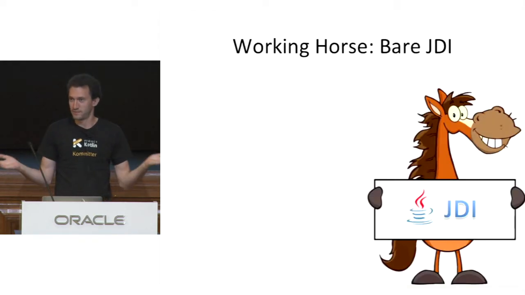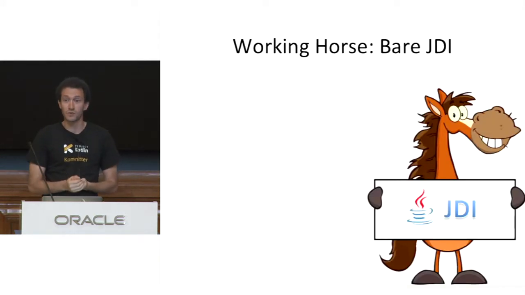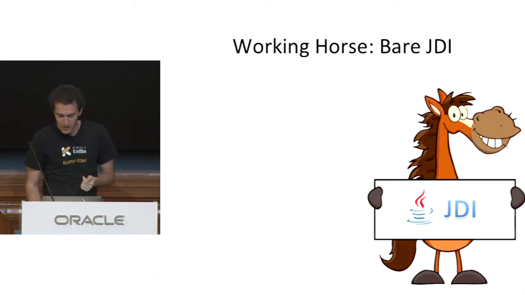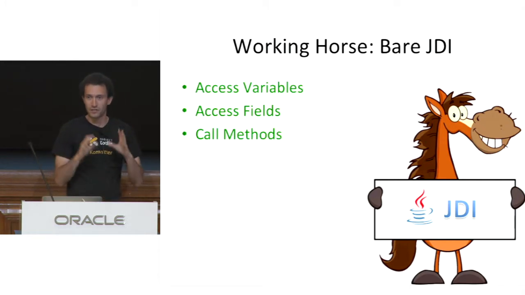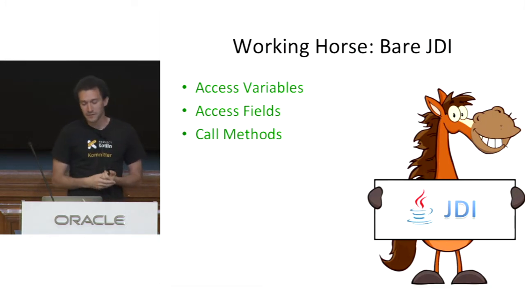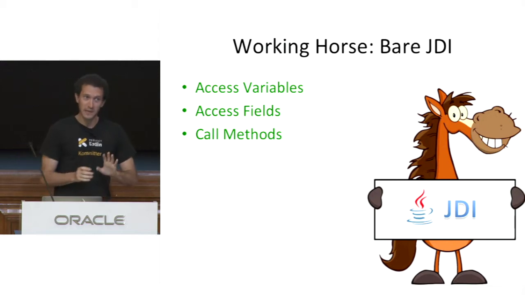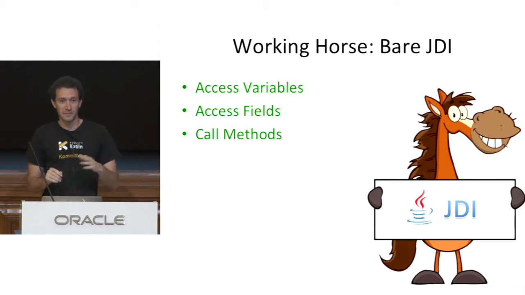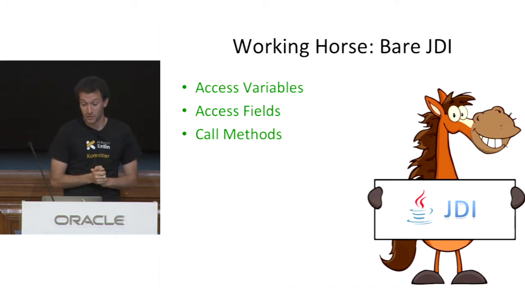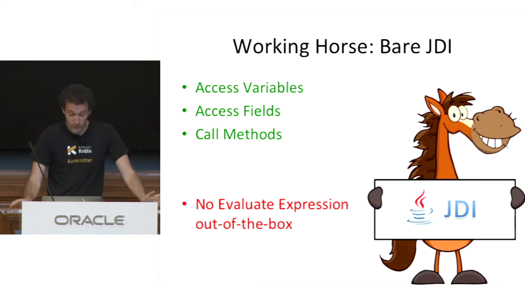Our workhorse is definitely JDI, the Java Debugger Interface, which is wonderful, but not all-powerful. For example, it doesn't know Kotlin or Scala or even Java, actually. So what it can do with the bare JDI is read variables, or write variables, actually, read or write fields, call methods. It can do many more interesting things, like finding all references to a given object, stuff like that. But this is not something we're going to use for evaluate expression. So you don't get evaluate expression out of the box. You have to implement it specifically for your language.